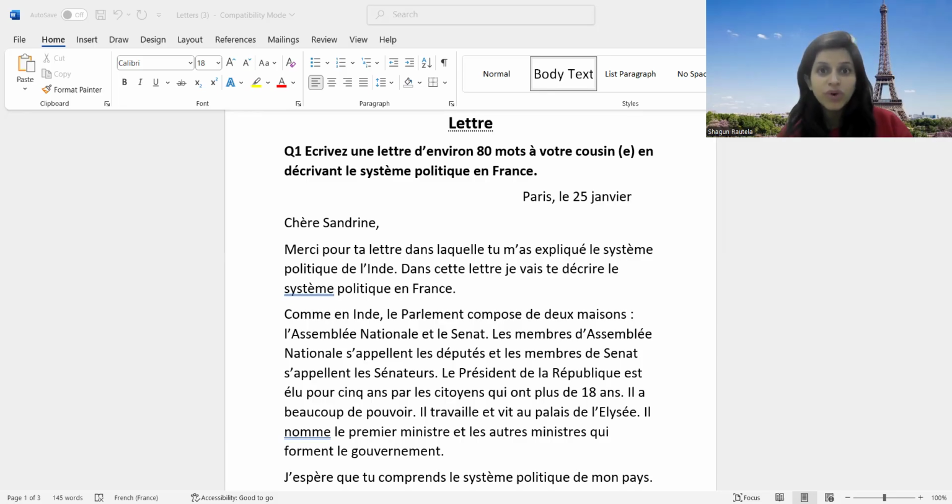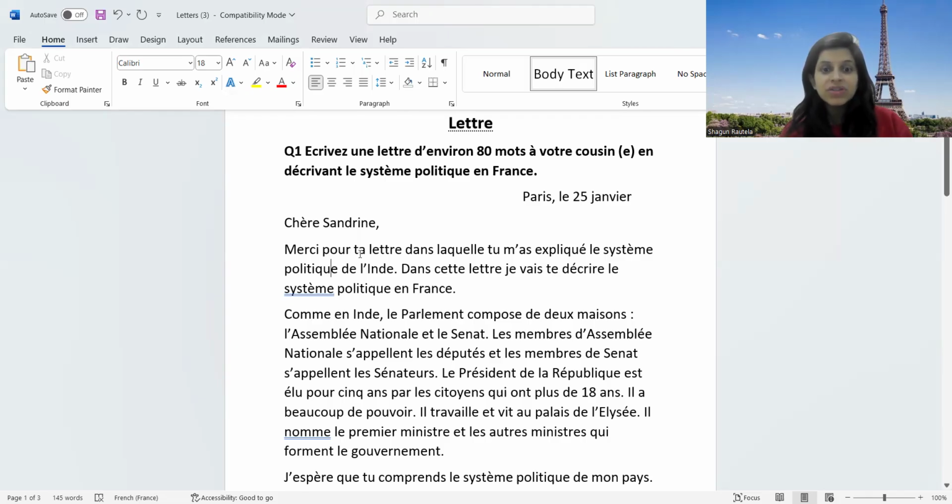Écrivez une lettre d'environ 80 mots à votre cousin en décrivant le système politique en France. One of the very important letters for class 10th, which is the political system of France. We are also going to cover the political system of India, but that's going to come later. Let's just start. So now you know the format of the letter. You write the place, you follow with the date. Date is always written with the definite article, le. Then you write dear. I've written the name of a girl, so it is Chère, with an accent. So let's start.